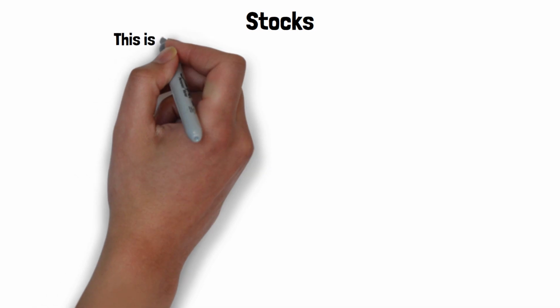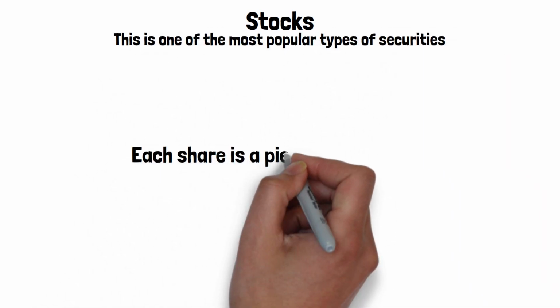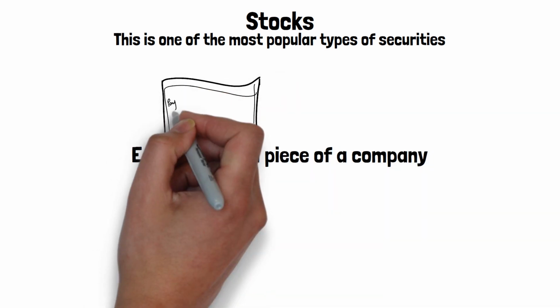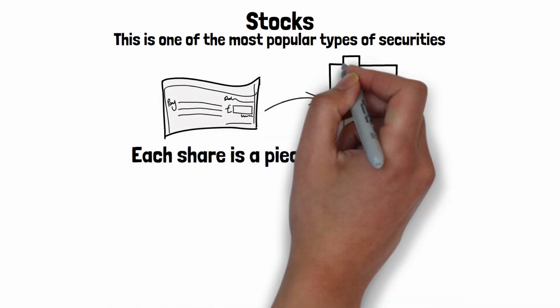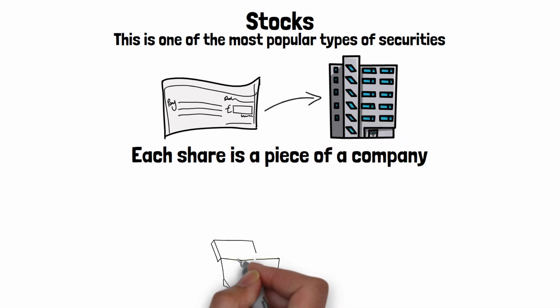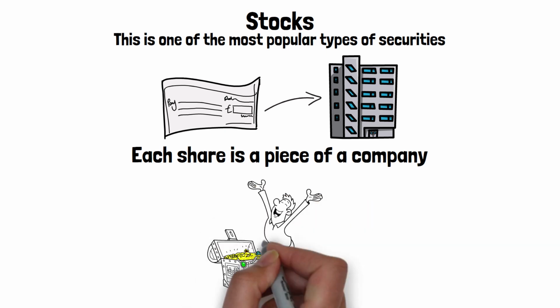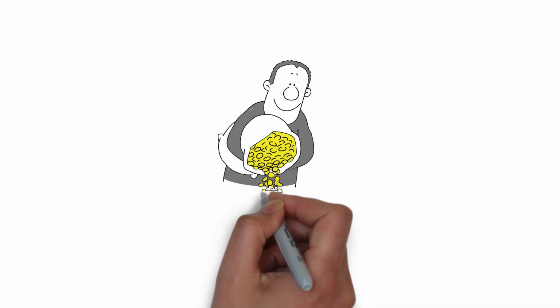Stocks. This is one of the most popular types of securities. Each share is a piece of a company. For example, buying an Apple stock, you buy a stake in the company. Initially, everything works like this. The company earns money, but one day it becomes not enough. It wants to get more funds for its projects.